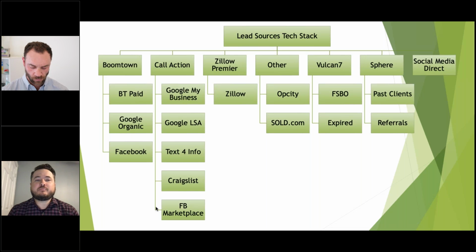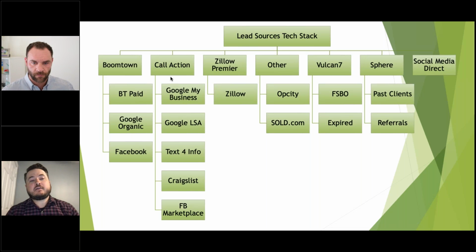So overall, we have Boomtown as a lead source, CallAction, Zillow. We have some other lead sources. We use Vulcan 7 for SBO and expireds. Of course, our sphere of influence and social media direct contacts. So within Boomtown, obviously our Boomtown paid leads, we get Google organic searches, we get Facebook leads and ads that we do through Boomtown. CallAction, interestingly, I would say one of the better features of CallAction is that you can generate leads via CallAction through different campaigns.